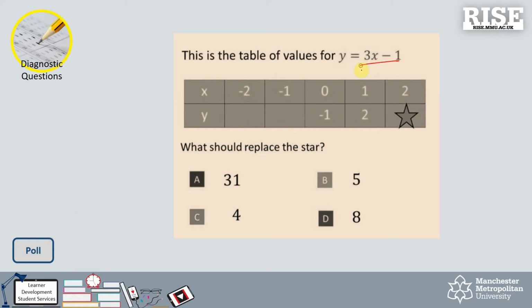My equation here was 3x take away the 1. I know that my x equals 2. So 3 times the 2 take away 1 would give me 5. B is the correct answer.